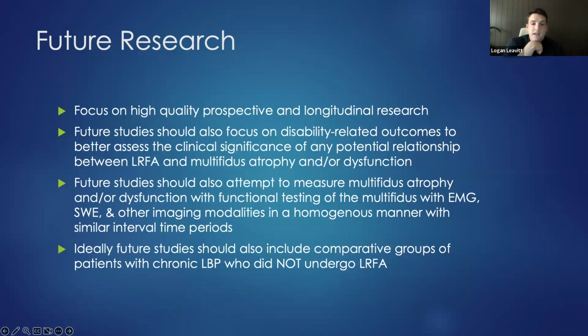And then ideally, these future studies would also have comparative groups, right? So folks that have chronic low back pain or have low back pain related to facet joints, but they didn't undergo RFA. So what is the natural time course without having a procedure? What does it look like? And being able to compare the group that underwent RFA and the group that didn't, and see if there's any correlation or association there and how those comparisons look.